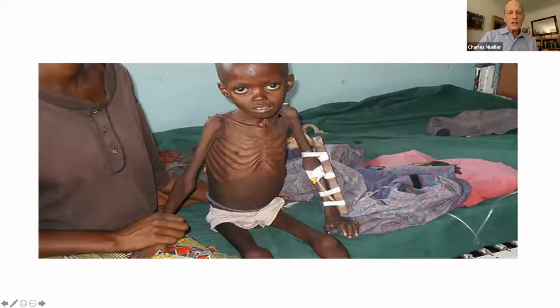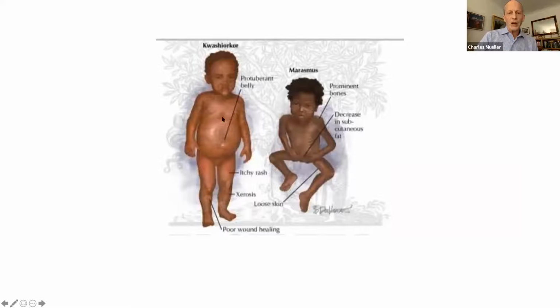Here is the marasmic child, emaciated, but no edema. Here they are compared in a cartoon. Here's the Kwashiorkor-like child. Here is the marasmic child.